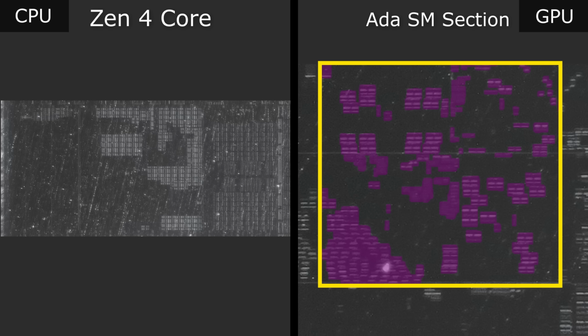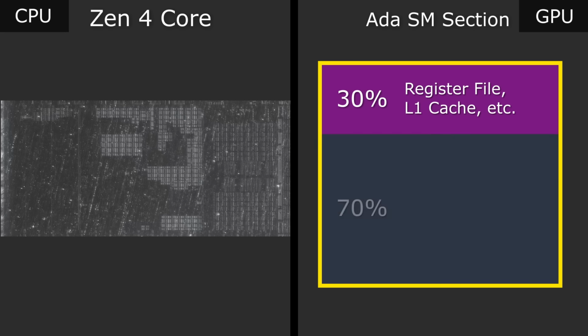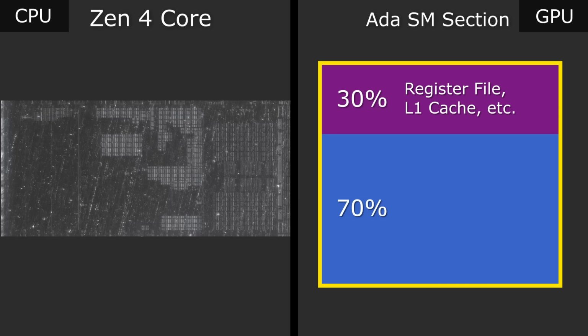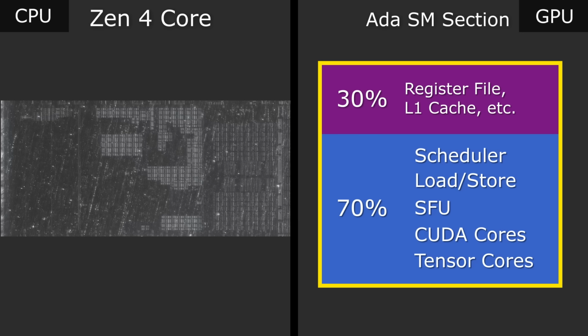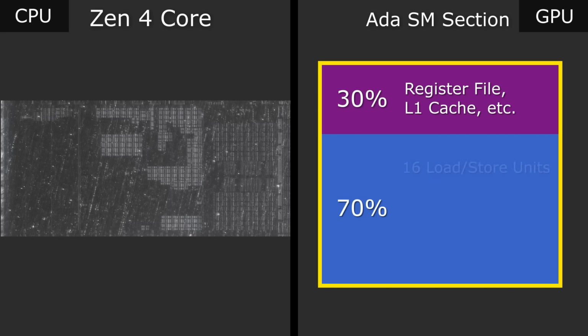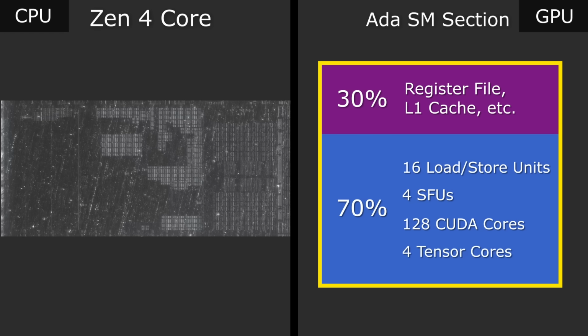If we measure the silicon area that appears to consist of storage elements, we find it's around 30%. That leaves 70% of this area to contain everything else: schedulers, load store units, special function units, CUDA cores, Tensor cores, and so on. Fortunately, NVIDIA does tell us how many of each main element there are. In this area of the chip, we expect to find 16 load store units, 4 special function units, 128 CUDA cores, and 4 Tensor cores. Unfortunately, NVIDIA doesn't give us any information about their relative sizes. So to make any estimates, we would need to somewhat blindly guess 2 percentages.